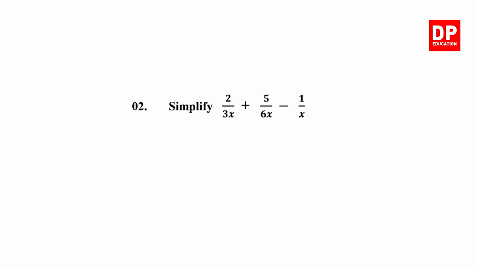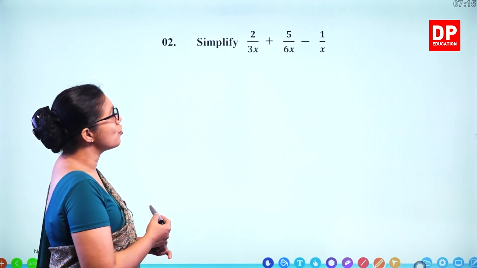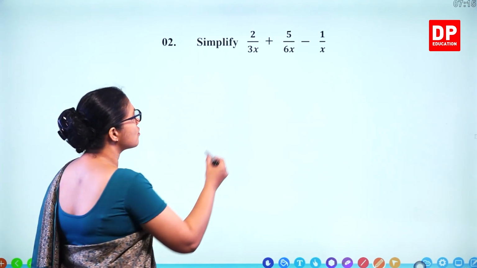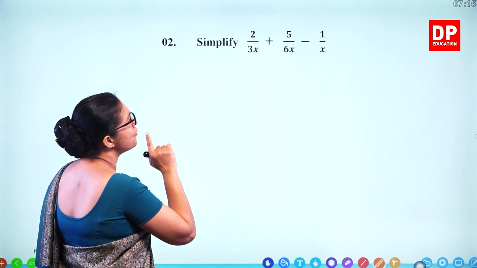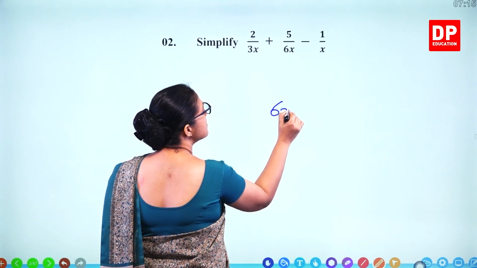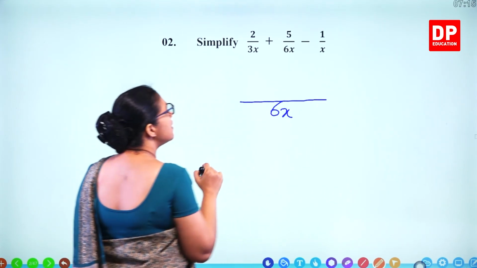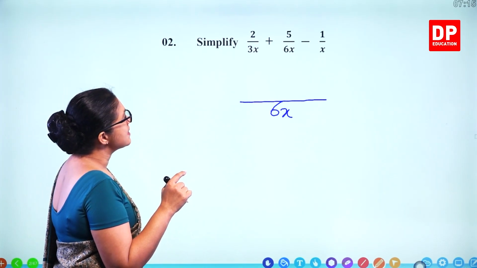Question number 2, simplify. Look at the denominators. All are different, so you have to find the lowest common multiple. So what is the lowest common multiple of 3, 6, 1? That's 6. So 6x is the lowest common multiple. So convert everything to the denominator 6x.